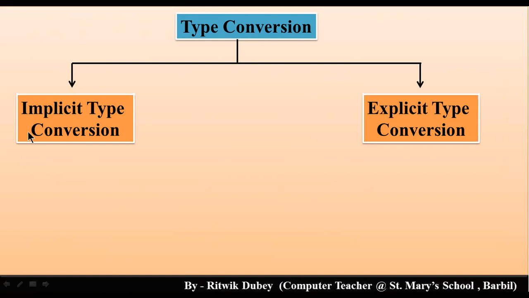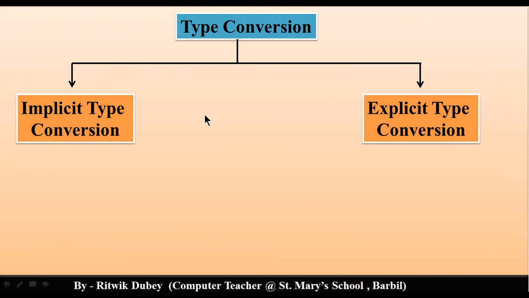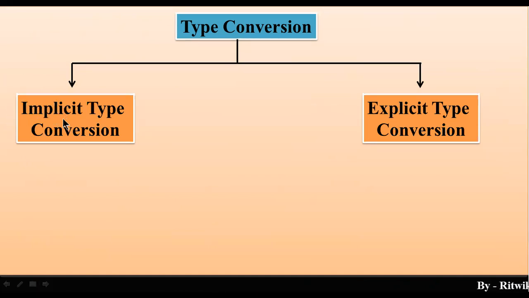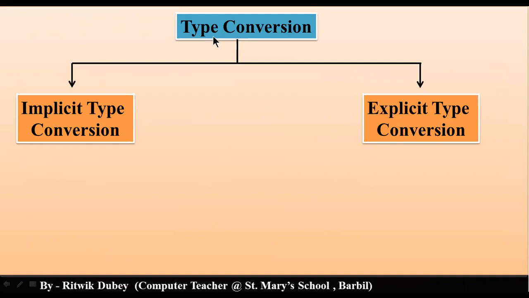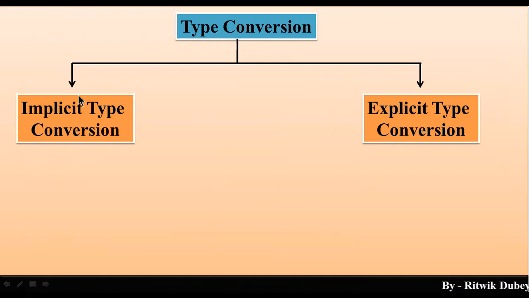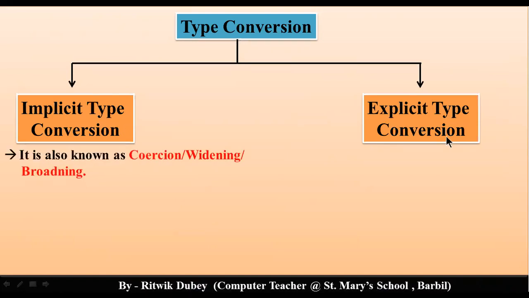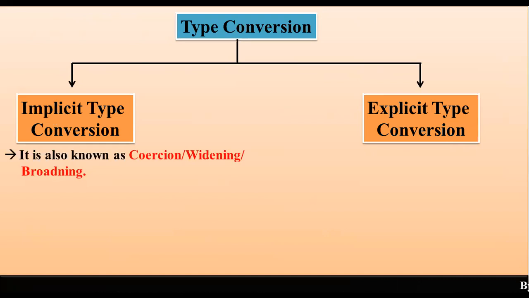Okay, what is the difference between implicit and explicit? Implicit means which is done automatically, and explicit means it is not done automatically; the programmer has to do it. Clear? So in Java, if we talk about type conversion, it is of two types: one is implicit type conversion and the other is explicit type conversion. Implicit type conversion is also known as coercion, or you can say widening, or you can say broadening.